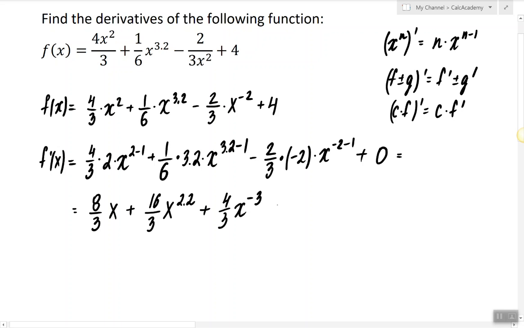So this is the final answer, and this is how we use the power rule to find the derivative of a function.